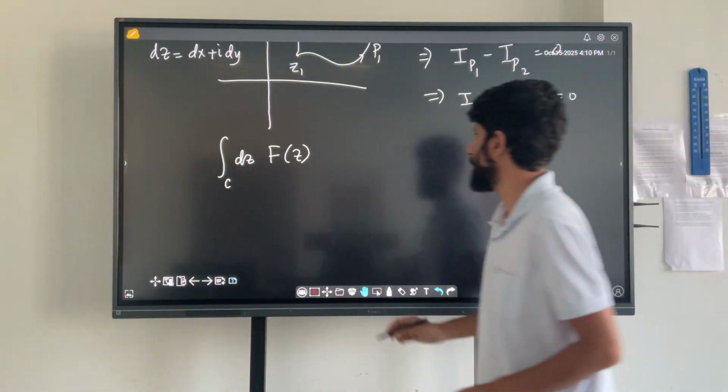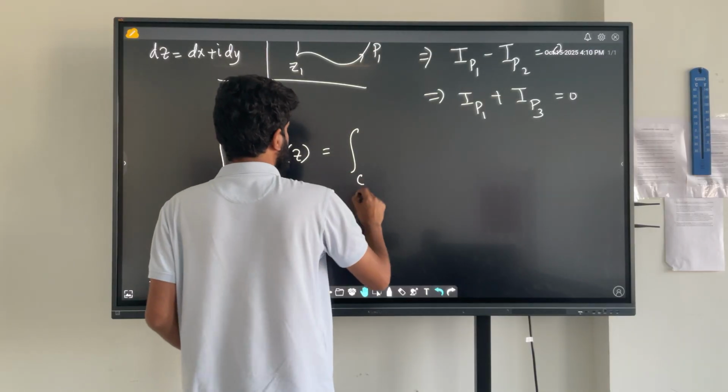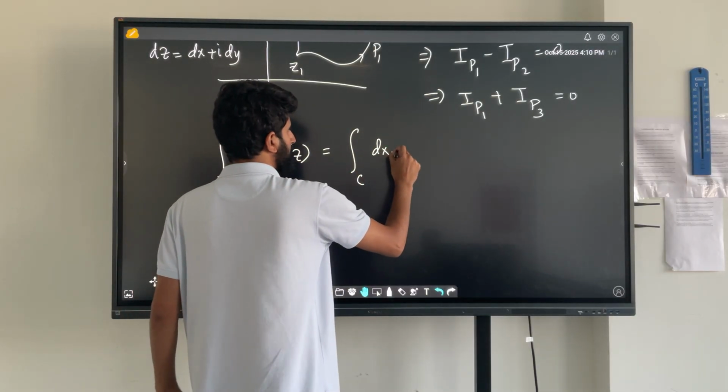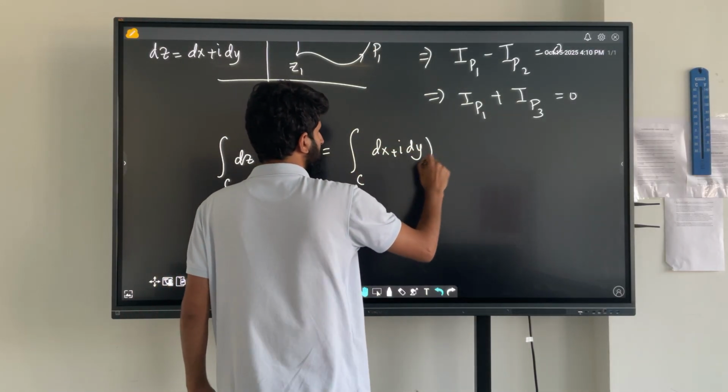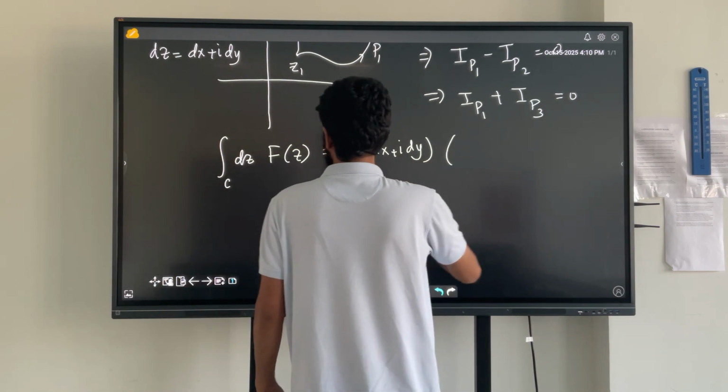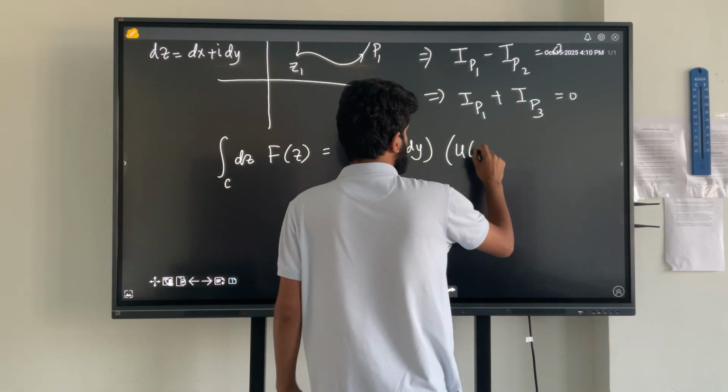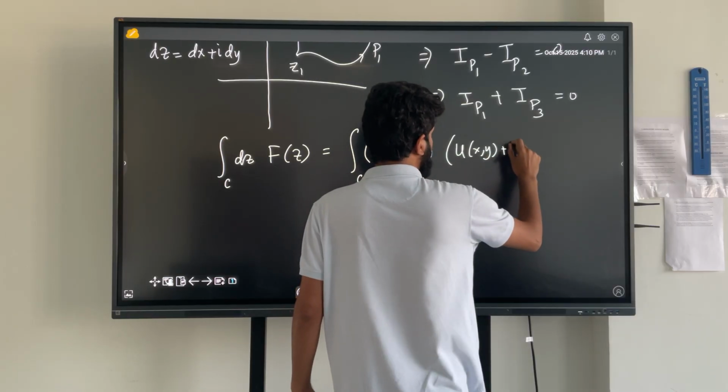So this is the integral of dz, where dz is dx plus i dy, and f of z is u of x comma y plus i v.